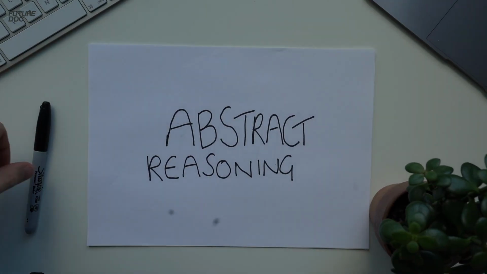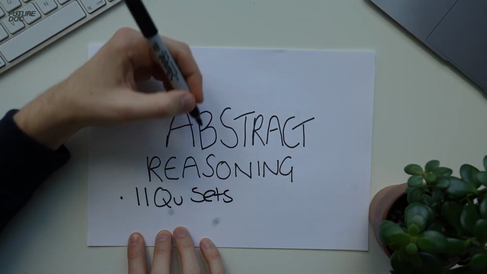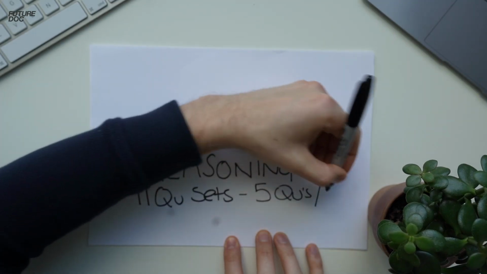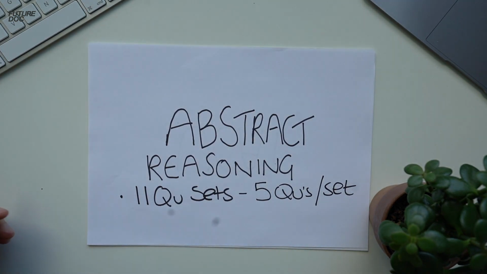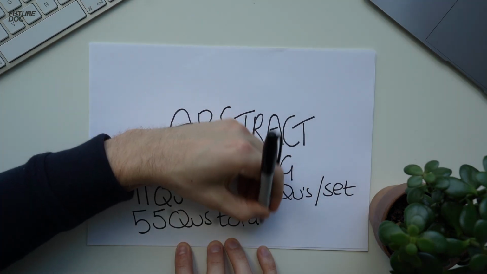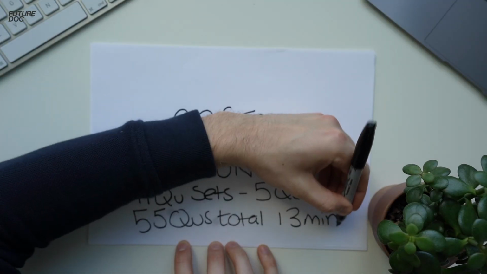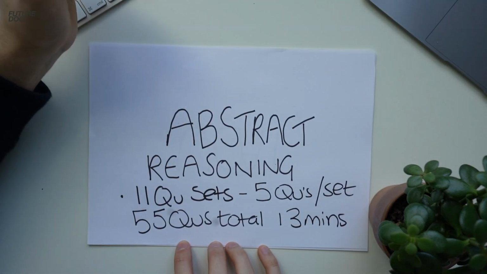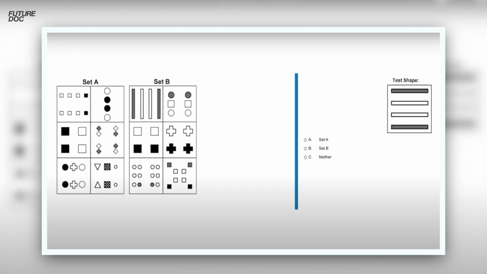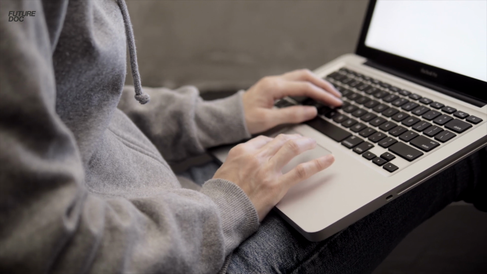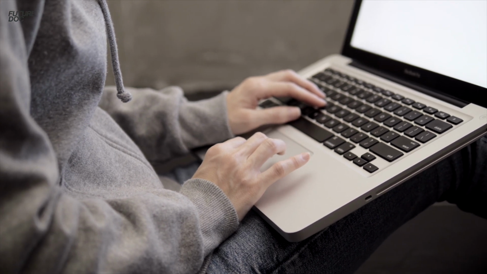So for the abstract reasoning questions, you will have 11 question sets, each containing 5 questions associated with that set of patterns. So that means for the entire abstract reasoning, you'll be presented with 55 questions in total, and you'll have 13 minutes to answer this subtest, which means about 14 seconds per question. However, for these, it helps to think of them as sets because you'll spend the majority of your time working out the pattern and then a smaller portion actually answering each individual question.